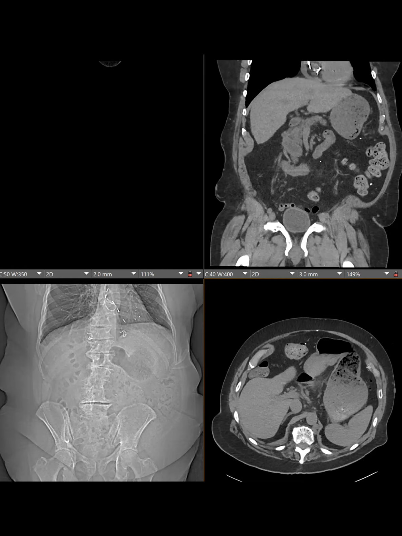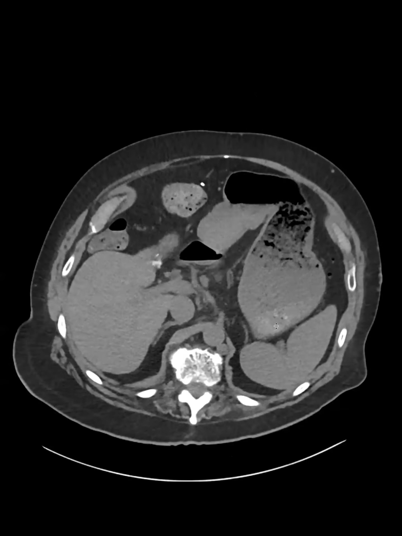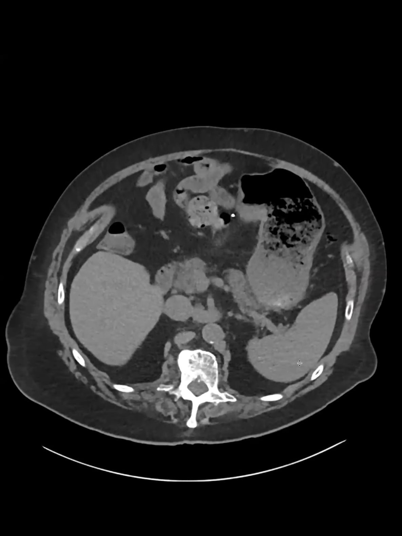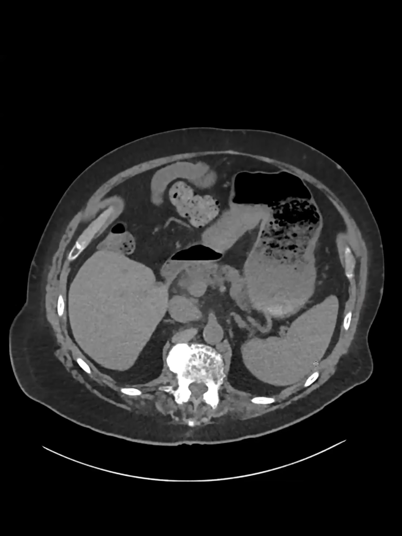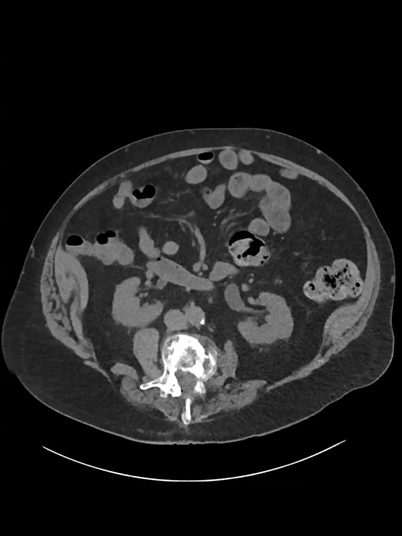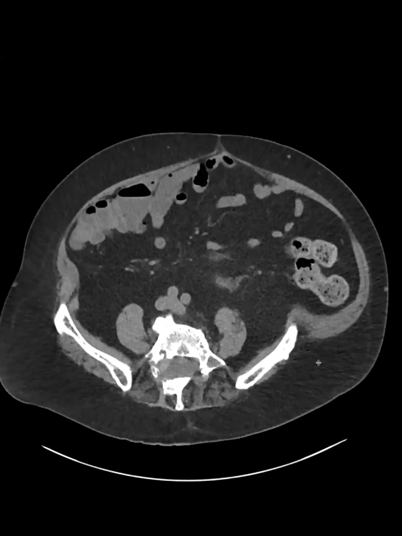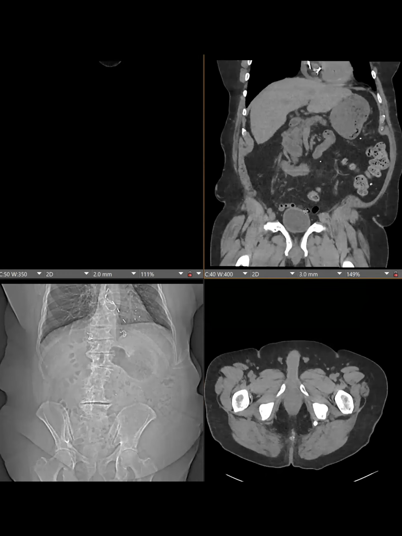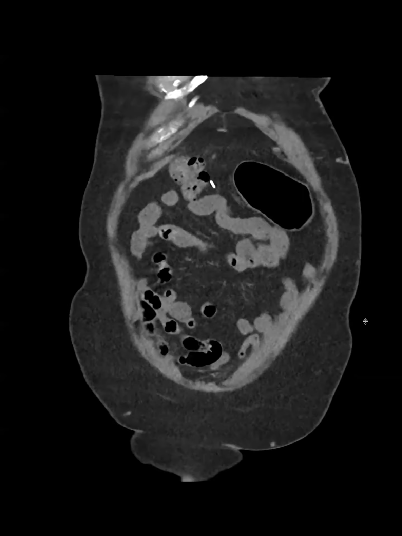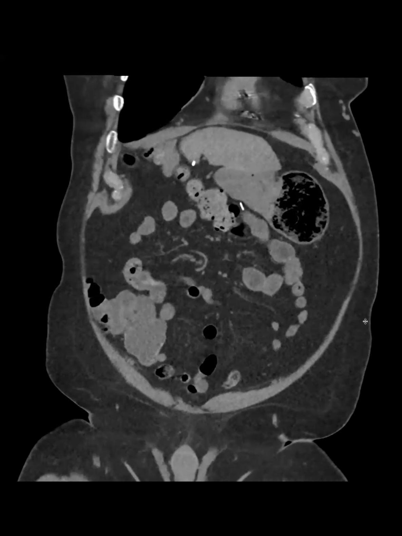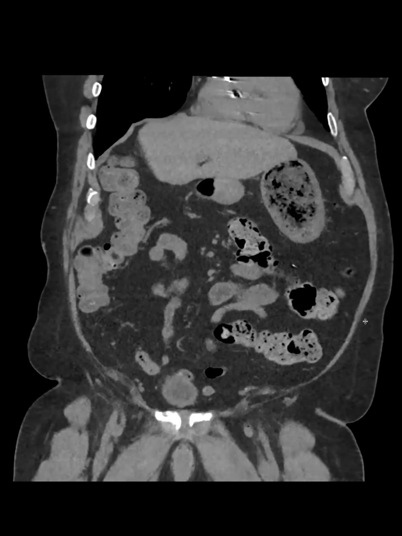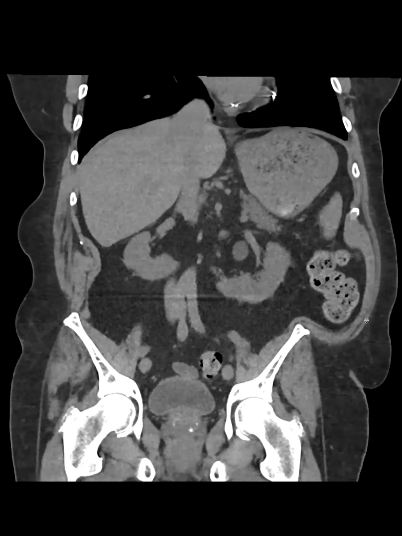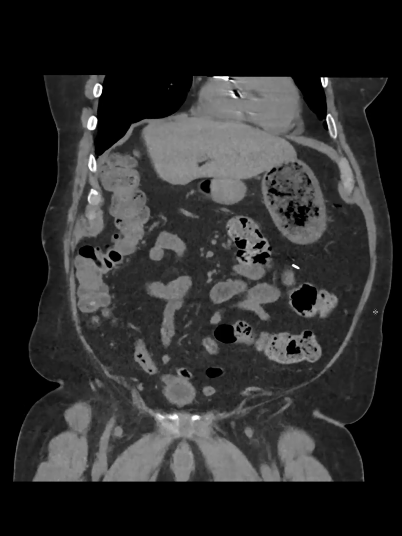Awesome, thank you. Okay, so this patient came in with nausea, vomiting, and abdominal pain. And here's coronal. Anything from anyone?